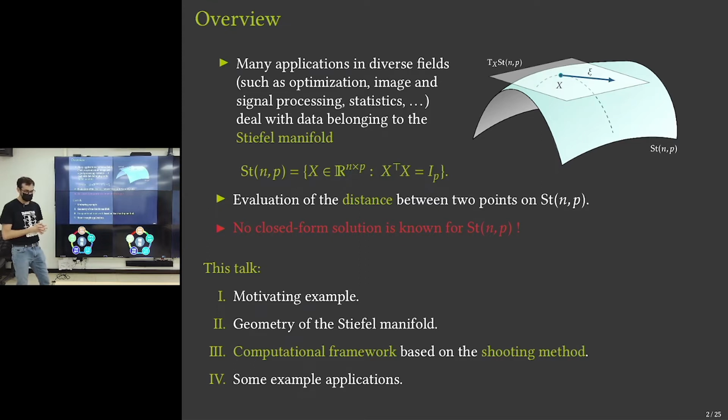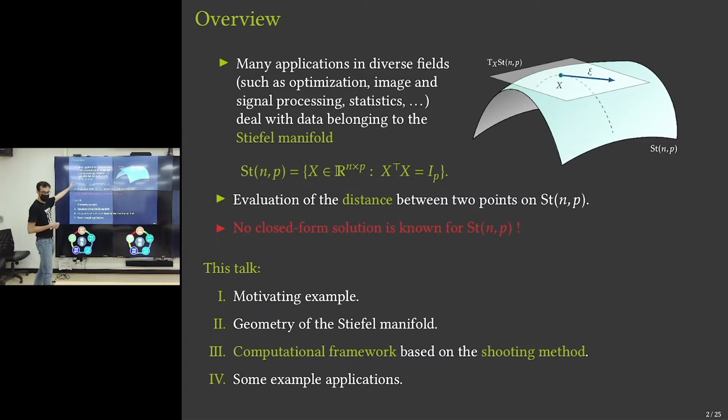Like in optimization, let's say probably the original interest was in optimization, then image and signal processing, statistics, and many other fields. So let's recall this: the Stiefel manifold is just the set of orthonormal matrices, which means matrices whose columns are orthonormal. Usually we use N and P for its size. There is some theory behind that attaches a manifold structure to this set. It can be proven that it has the structure of a smooth manifold.